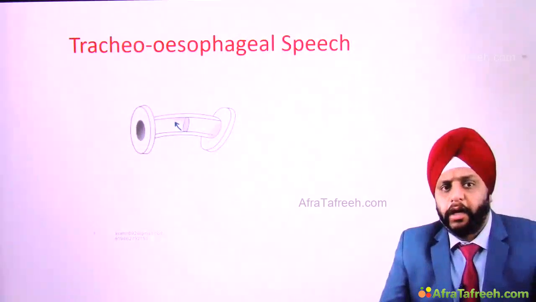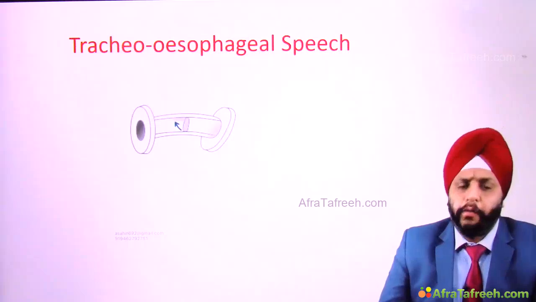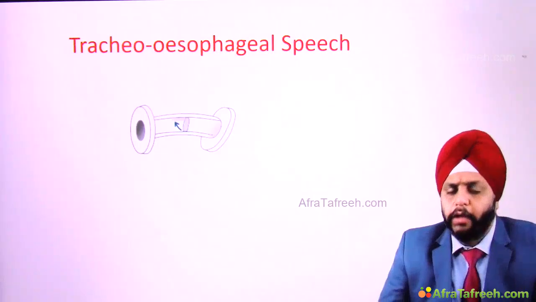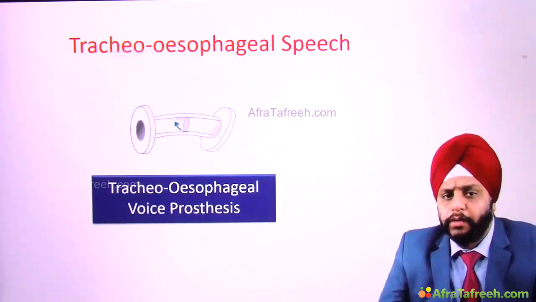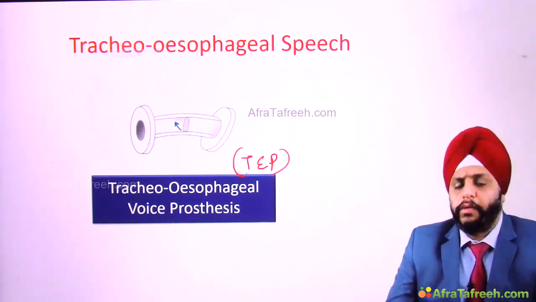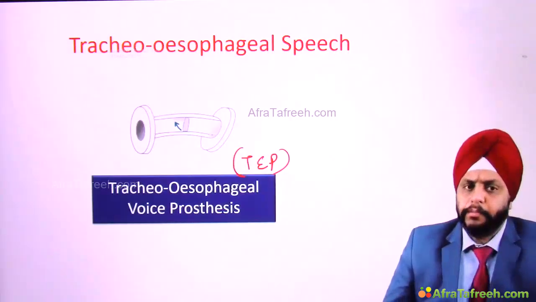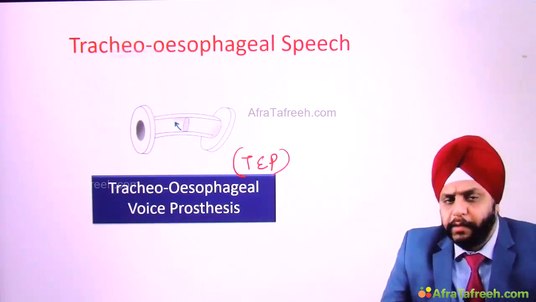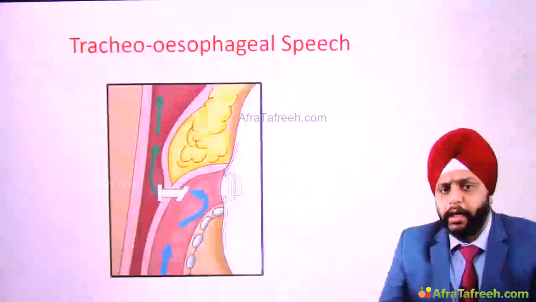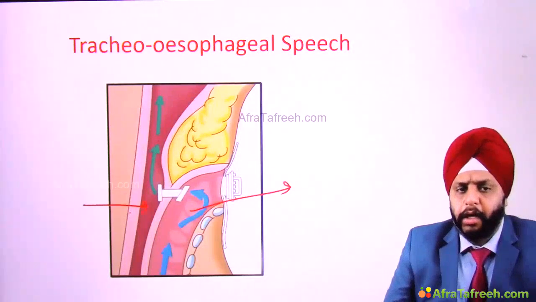Okay, so now what will you do? You will give the patient tracheoesophageal speech. So what is tracheoesophageal speech? Tracheoesophageal speech uses a one-way valve. We call this valve tracheoesophageal voice prosthesis, TEP. So this is known as TEP or tracheoesophageal voice prosthesis. Now, this is a one-way valve. It is placed between the trachea and esophagus. So you can see the prosthesis is placed between the trachea and esophagus.